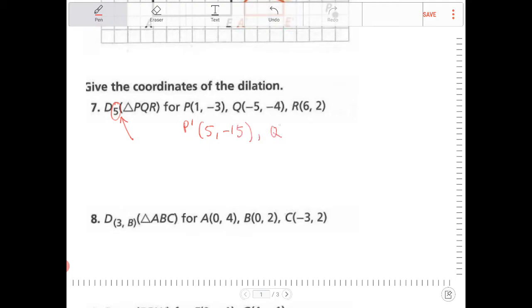Q prime will be negative 25, negative 20. R prime will be negative 30. I'm sorry, will be positive 30 and positive 10. That's all it is.